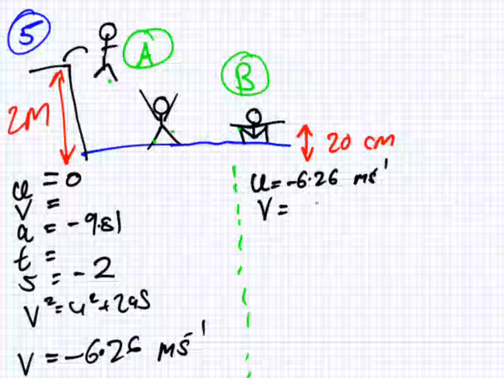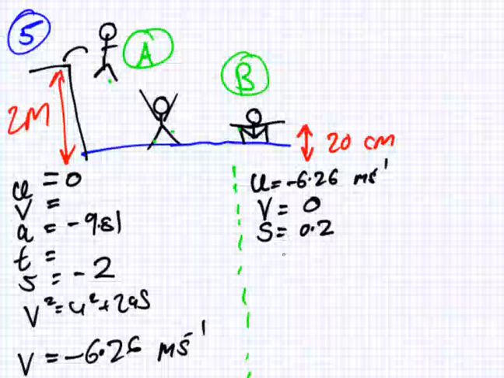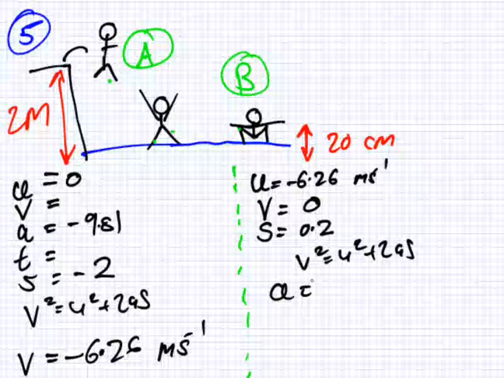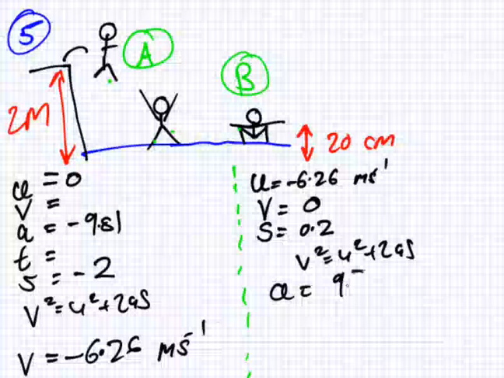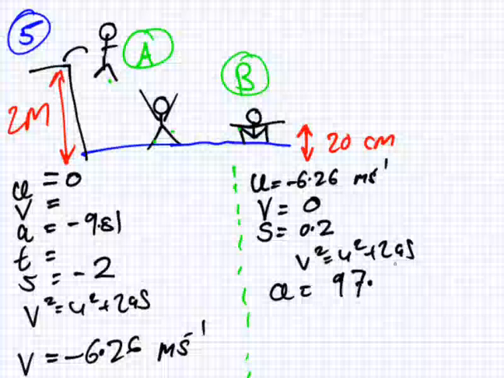So when he lands, it's like when the car hits the wall, it slows down. So this distance here is 20 centimeters, and the height he jumps from is 2 meters. So we have to break this problem up into 2 halves. First, we'll call it part A, when he's falling, and then part B, when he's landing. So A is from here to here, and B is from here to here.